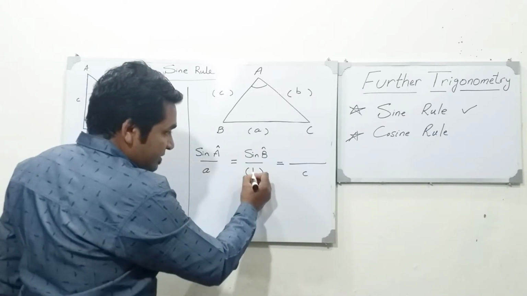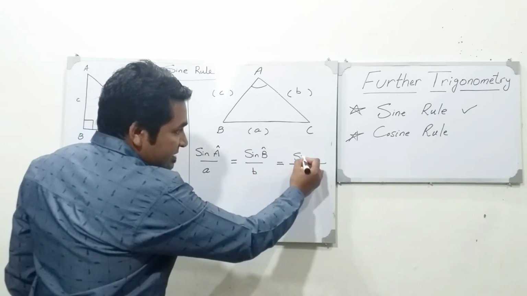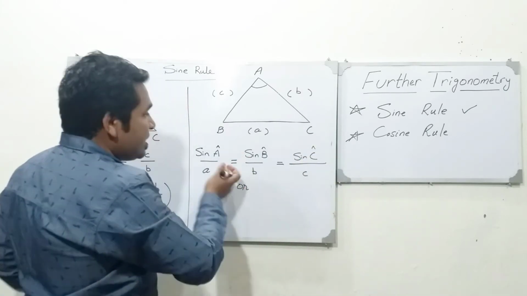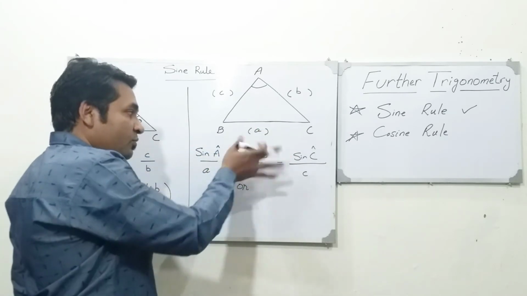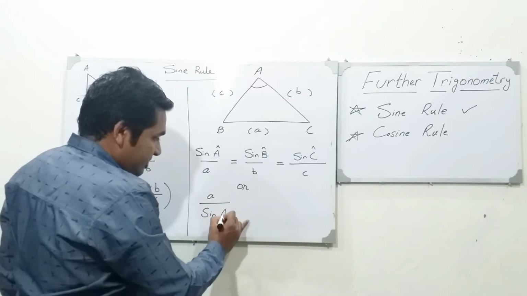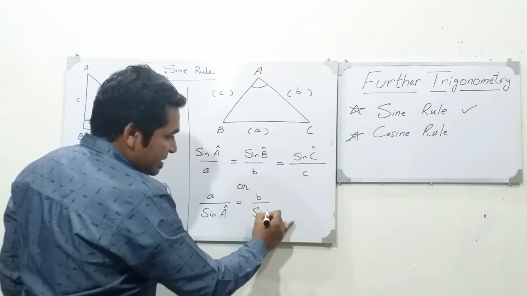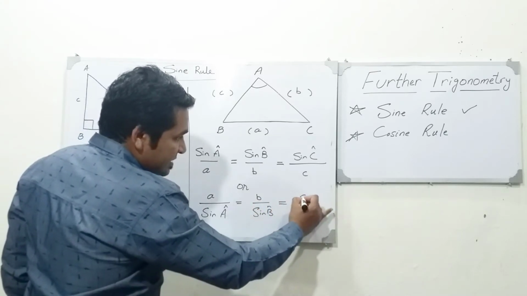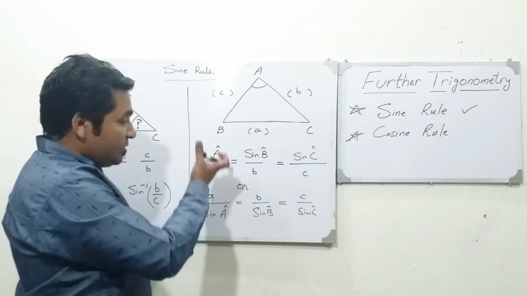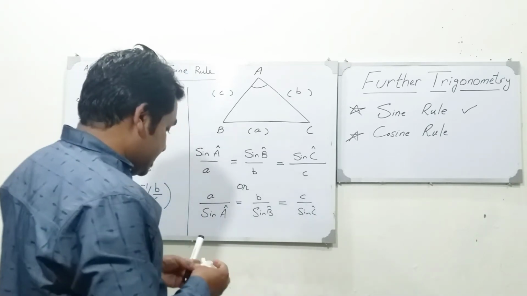I hope you have done it. Obviously you will write b here, and in the numerator sine of angle C. Or you can take the reciprocal of all, so you will write a over sine A equals b over sine B equals c over sine C. So students, this is basically called the sine law or sine ratio. Now I give you one example.